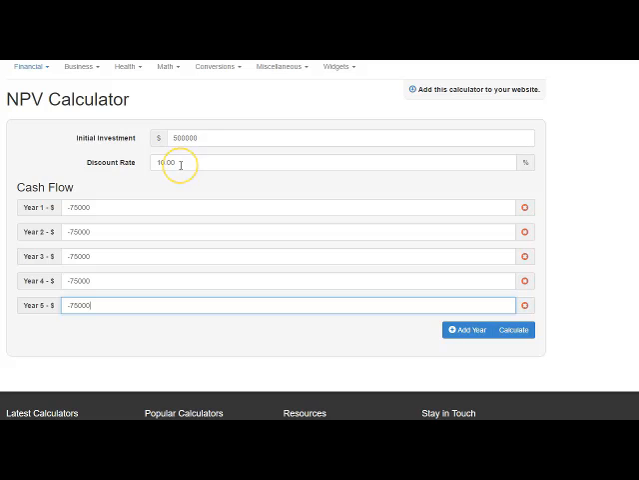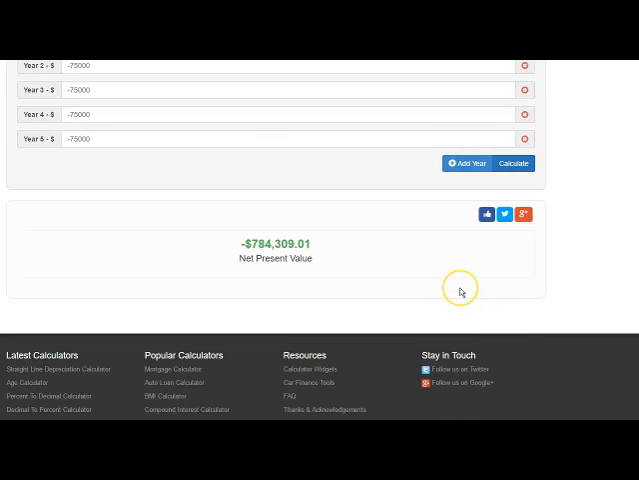So we've got our initial investment, our corporate cost of capital, and our cash flows. Again, I didn't put the sign in as a negative because it already knows it's an investment, which is an outflow. Let's hit calculate and see what we get. Great. We get a net present value, which you'll want to write down, of $784,309. So that's for the in-house system.